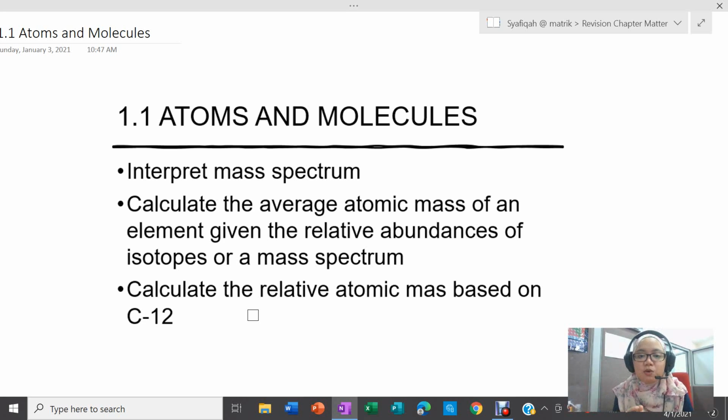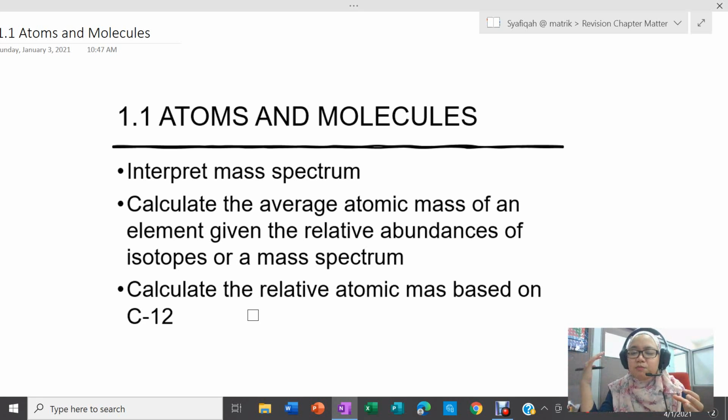Maksudnya korang kena tahu macam mana nak kira average atomic mass, what is the formula used to calculate the average atomic mass. And if the question just gives you the average atomic mass and the mass, you need to find the relative abundance. How do you want to find the relative abundance? That kind of question. So you need to know how to tackle it. Kalau soalan tu pusing sikit-sikit, macam mana you nak cari?